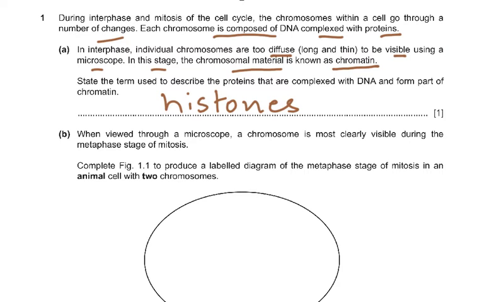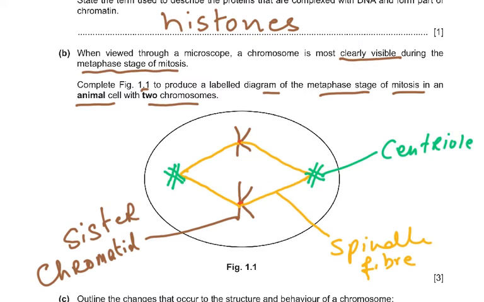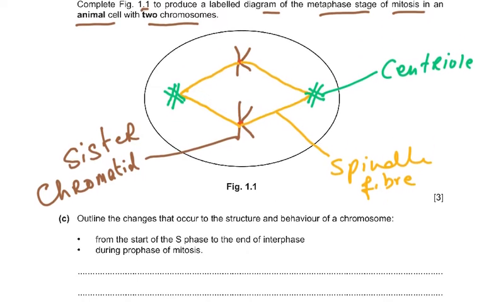So if you just wrote histones, you got a mark, or if you said histone proteins, you got a mark for that as well. When viewed through a microscope, a chromosome is most clearly visible during the metaphase stage of mitosis. Complete figure 1.1 to produce a labeled diagram of the metaphase stage of mitosis in an animal cell with 2 chromosomes. For 3 marks, this is the diagram that was expected, and the labels that were expected: the 2 chromosomes, and then one chromosome is made up of 2 sister chromatids. So there will be 4 chromatids, and then the spindle fiber and the centriole.